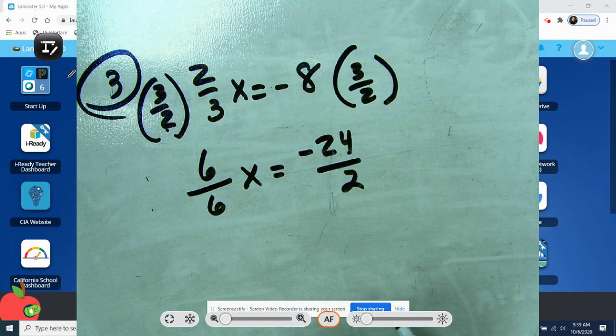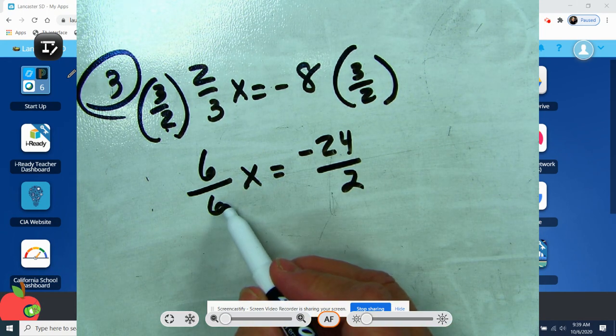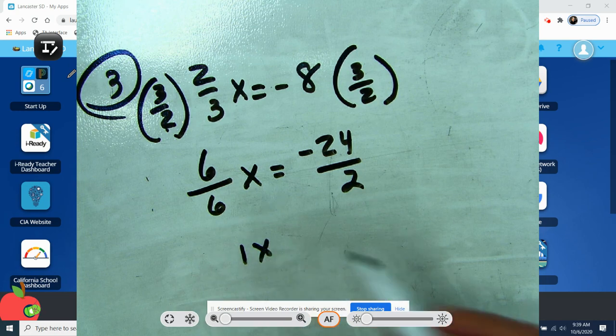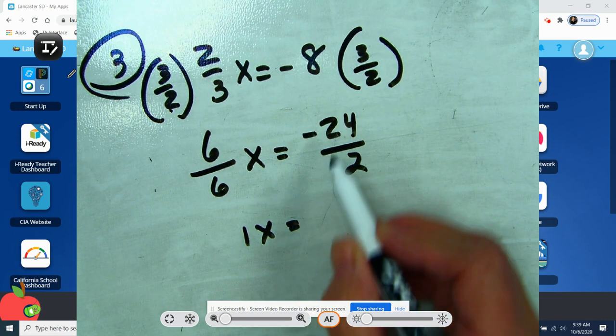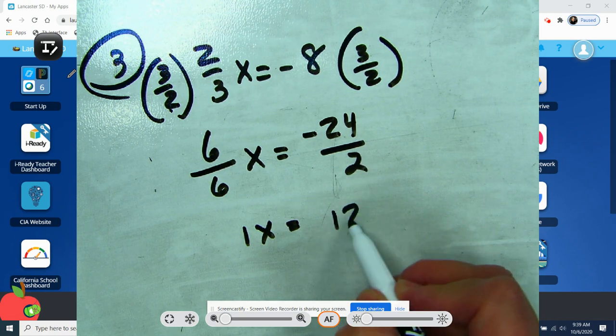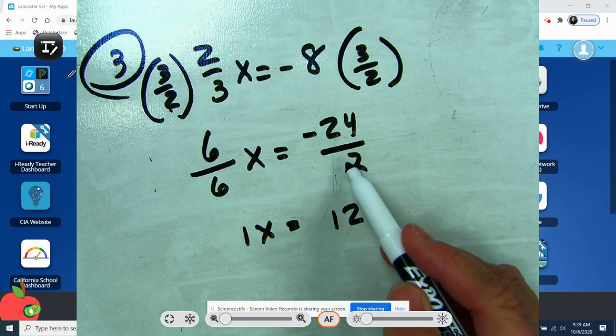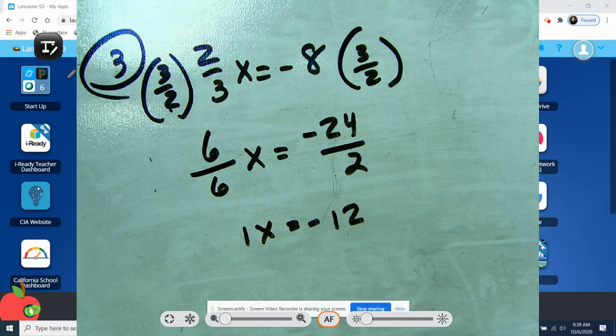-24/2. 6/6 equals 1. So this would be 1x. That's what we want. We want to know the value of 1x. 24 divided by 2 is 12. And a negative divided by a positive is a negative. And that would be number 3.